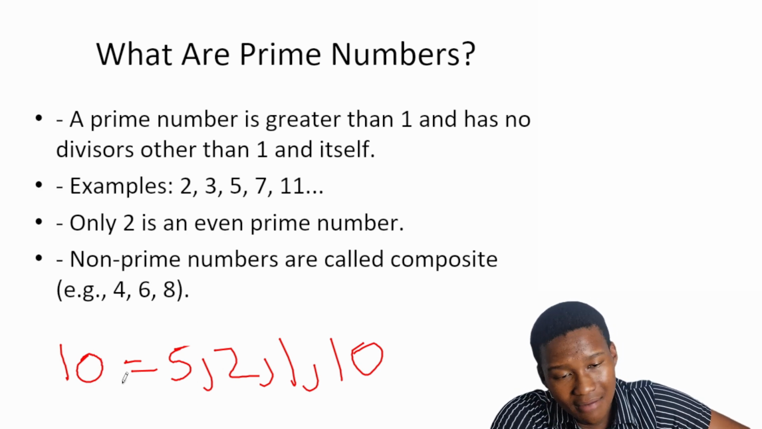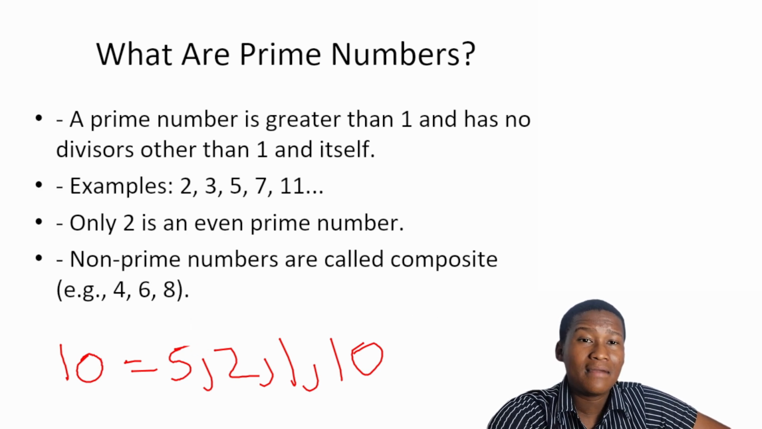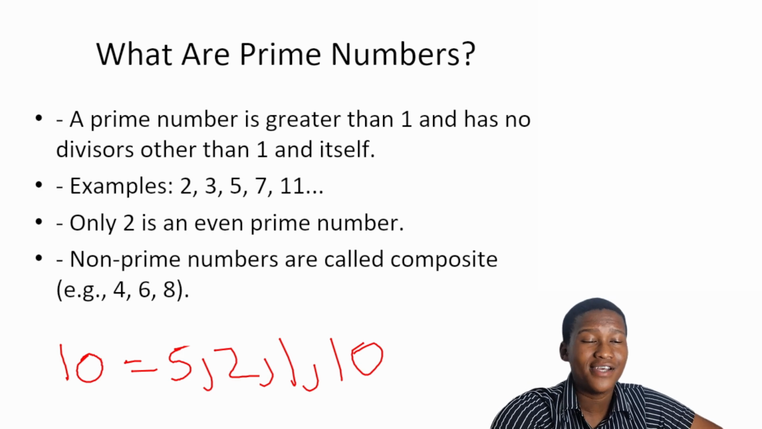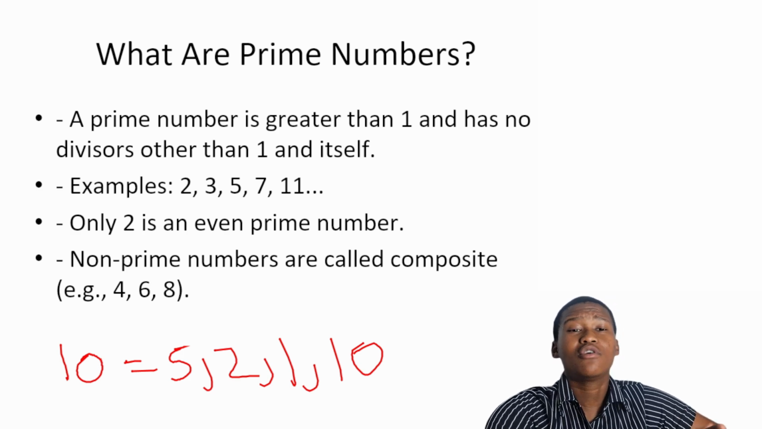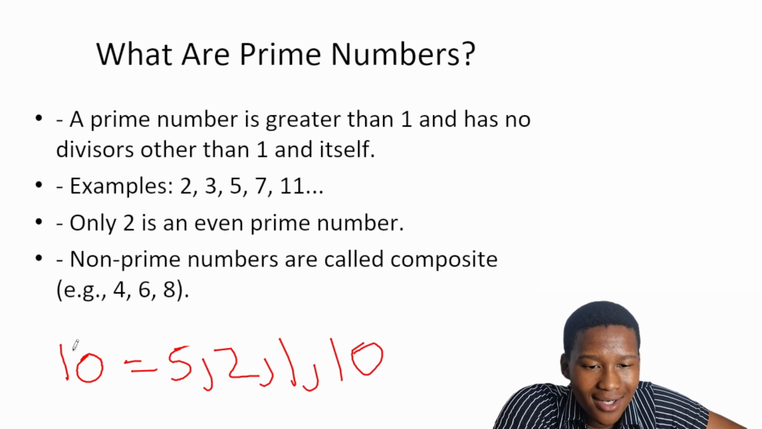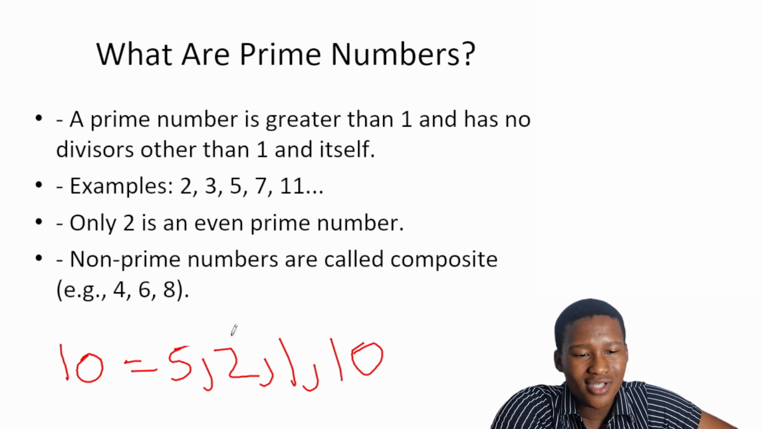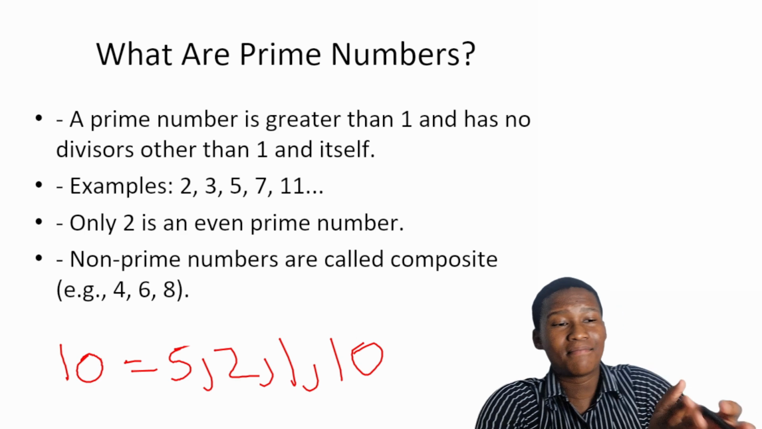Now, this 10 is not a prime number because it has more than two factors. A prime number must have only two factors, and those two factors are 1 and itself. So 10 has 5, 2, 1, and 10. It has 1 and 10, which is 1 and itself, but it also has 2 and 5, which does not qualify it to be a prime number.